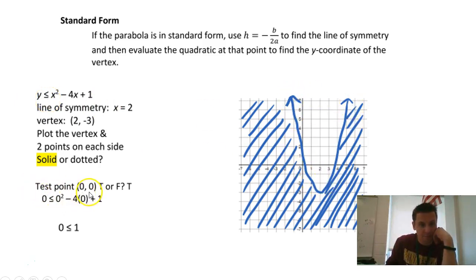Then we pick that test point, (0, 0). So you plug in 0 into each of these things. So 0 squared minus 0 times 4 plus 1. That results in 0 is less than 1. This is a true statement. (0, 0) is a solution. Therefore, everything else on the same side is a solution to this quadratic inequality.